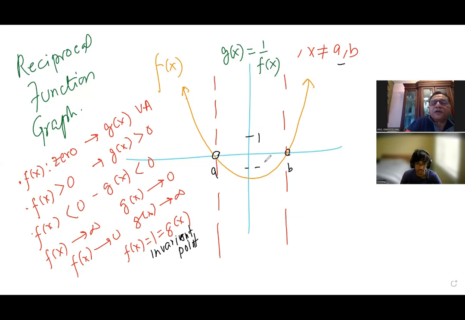Let's say this is minus 1. Is it okay? Yeah. So wherever we have 1 and minus 1, those are my invariant points. Do you see that? Yeah, I see that. Because the reciprocal is going to be the same for 1 and minus 1, right? Yeah, correct. The rest of the portion is like 1 over x. You get the idea. Yeah.